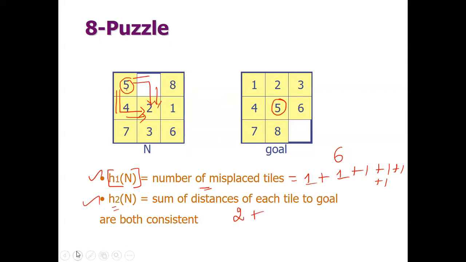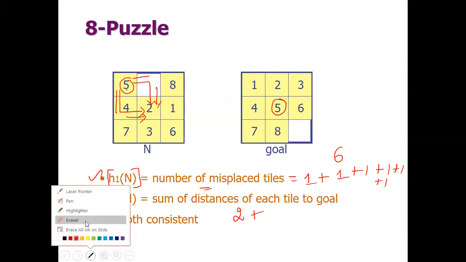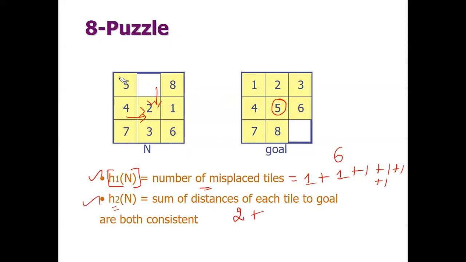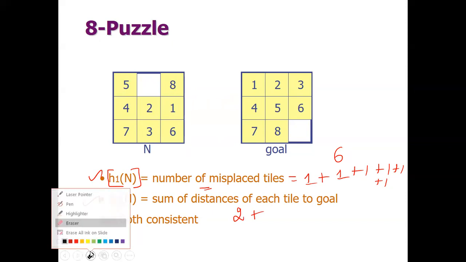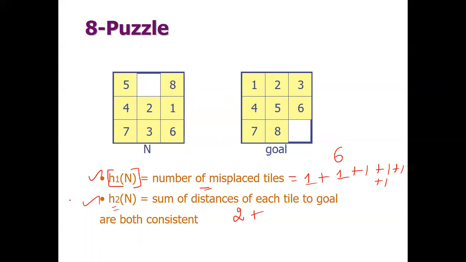Like this we have to calculate for every tile. So this is for 5. Similarly, we have to calculate for 8. How much is it away from its location? If you see, 1, 2, 3, either you can come this way or you can take this way. Either way, it is 1, 2, 3. So it is 3. Right.